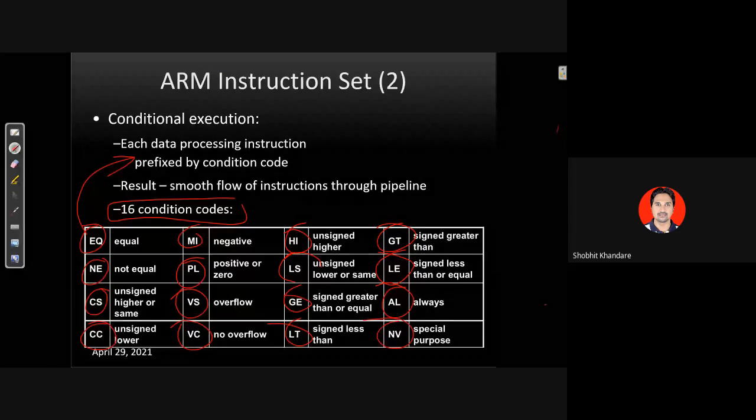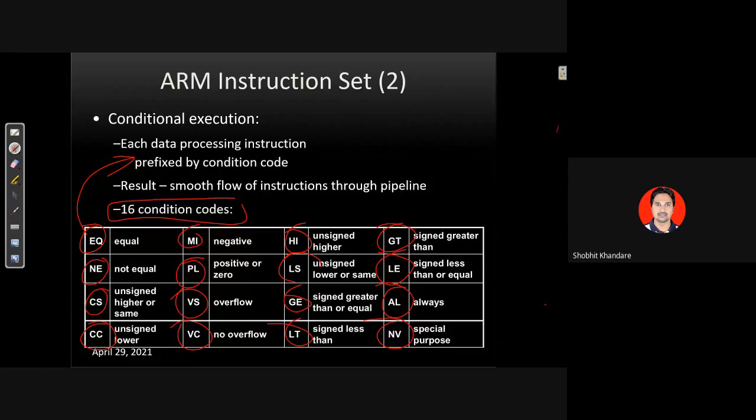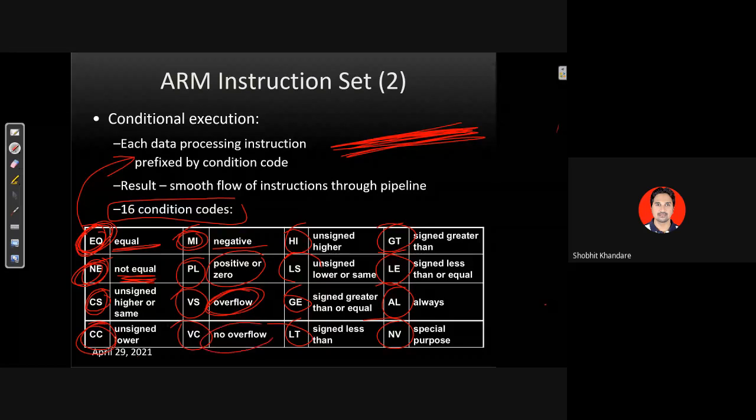तो अगर इंस्ट्रक्शन के पहले मैंने EQ लिखा, इसका मतलब अगर इक्वल है तो नेक्स्ट वाला इंस्ट्रक्शन एग्जीक्यूट करो. अगर प्रीफिक्स मैंने NE लिखा तो इसका मतलब अगर नॉट इक्वल है तो उसके आगे वाला इंस्ट्रक्शन एग्जीक्यूट करो. वैसे ही CS अनसाइंड हायर और सेम, CC अनसाइंड लोअर, MI अगर निगेटिव है तो एग्जीक्यूट करो. अगर पॉजिटिव या 0 है तो एग्जीक्यूट करो. अगर ओवरफ्लो है तो एग्जीक्यूट करो. अगर नो ओवरफ्लो है तो एग्जीक्यूट करो.